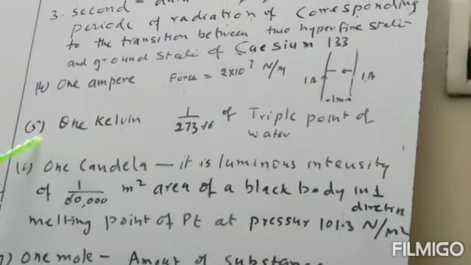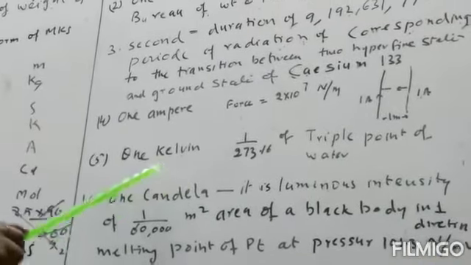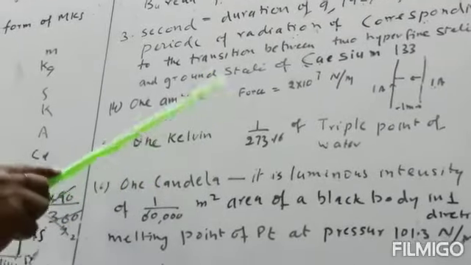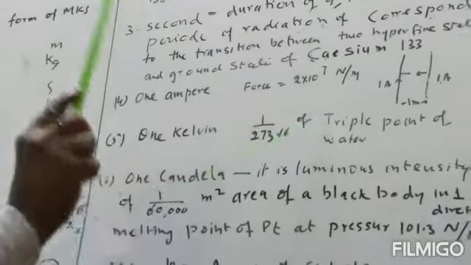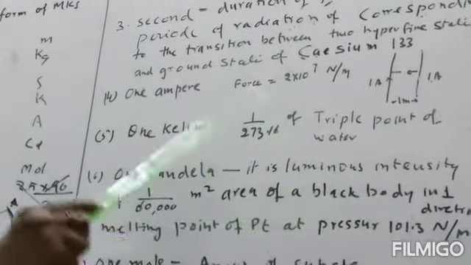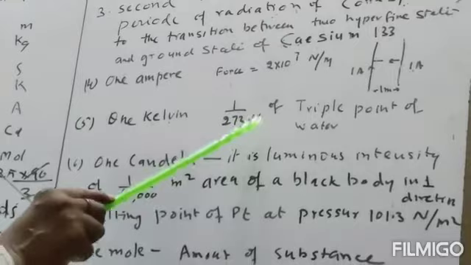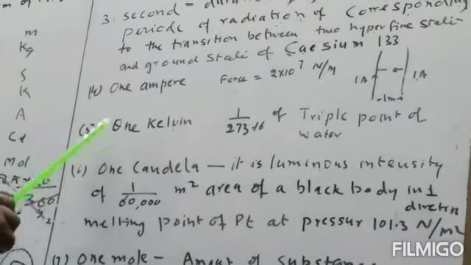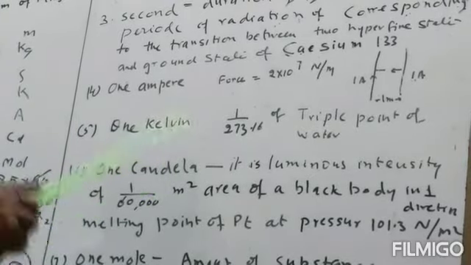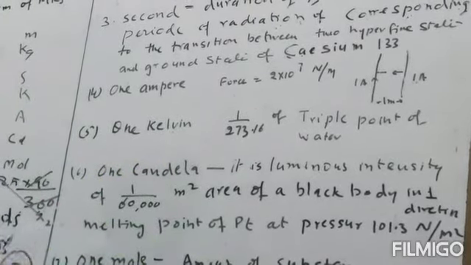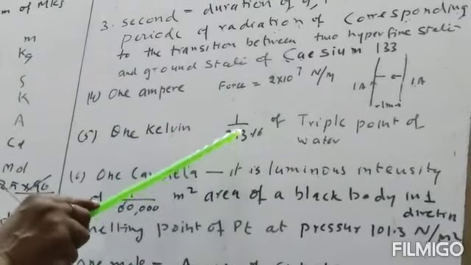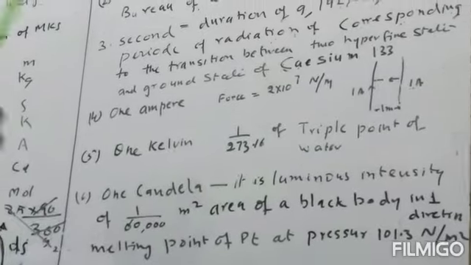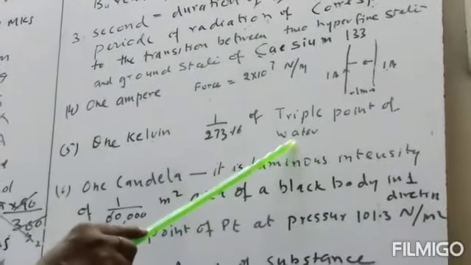Now fifth is temperature, and the unit is 1 Kelvin. The triple point temperature of water is 273.16 Kelvin. So we can define 1 Kelvin as 1 divided by 273.16 of the temperature of the triple point of water.